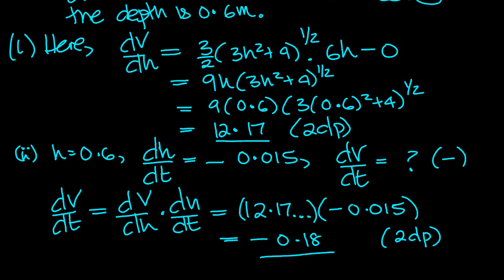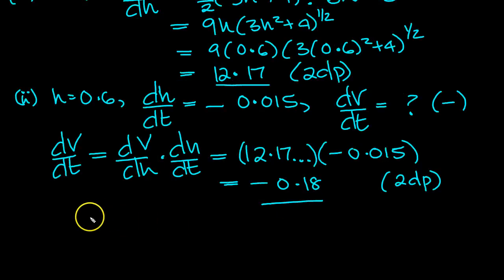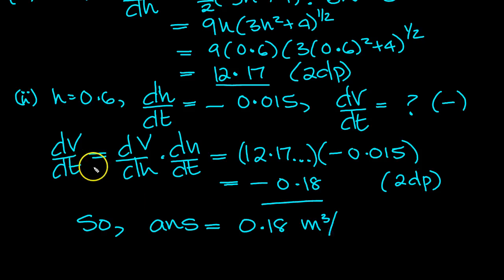So rate of decrease, so answer, the rate of decrease in volume will be negative this, because this is the rate of increase, so the answer is 0.18. Volume is in meters cubed, and the rate is per hour, isn't it?